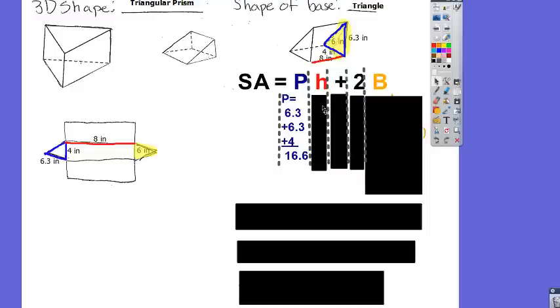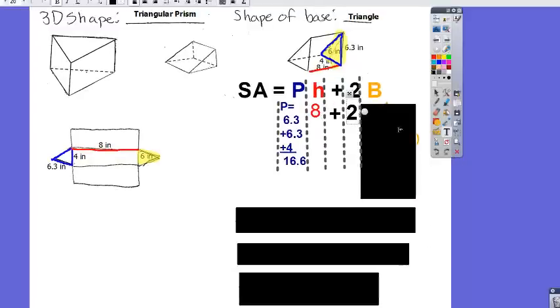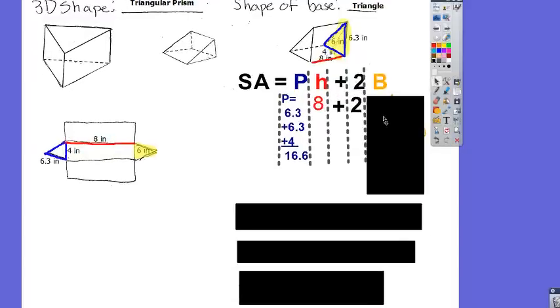So I'm plugging in 8 plus 2 times the area of the base. So we need the area of the base, that's the yellow again. So remember, anytime we're doing area of the base, the only part of the shape we pay attention to is the base itself. So I'm only paying attention to this yellow triangle. Look on your formula chart. How do you find the area of a triangle? So you should see the formula for area of a triangle is 1/2 BH.